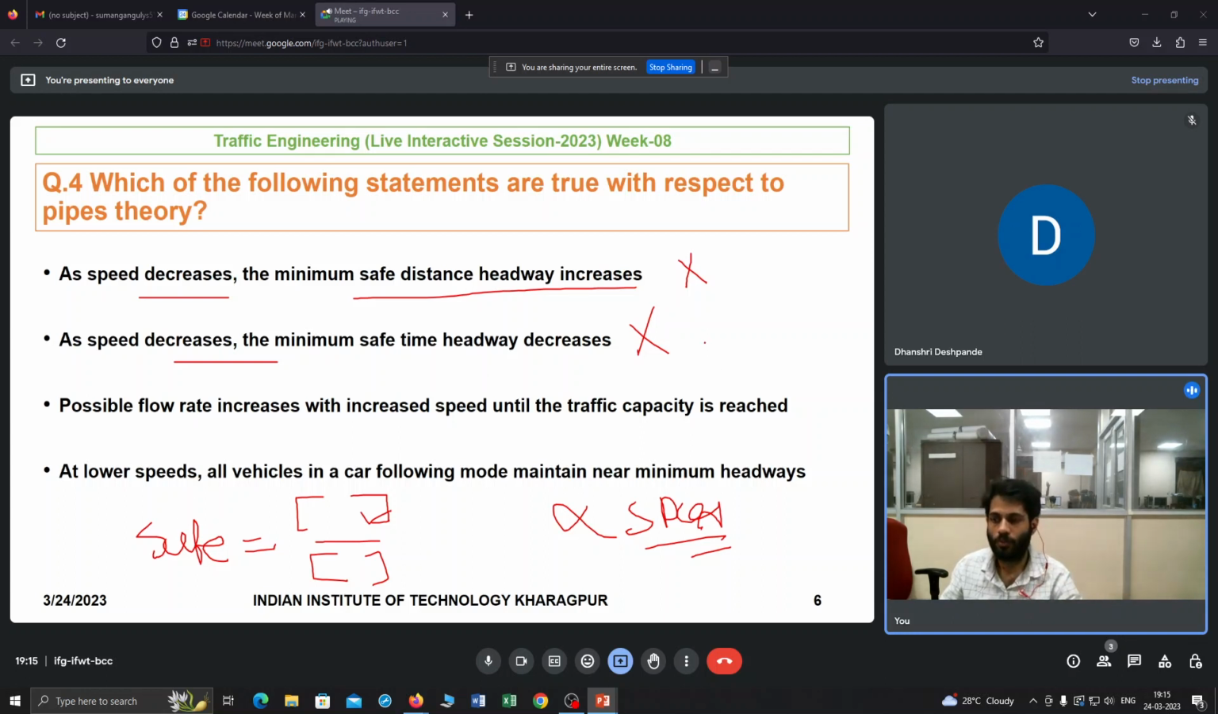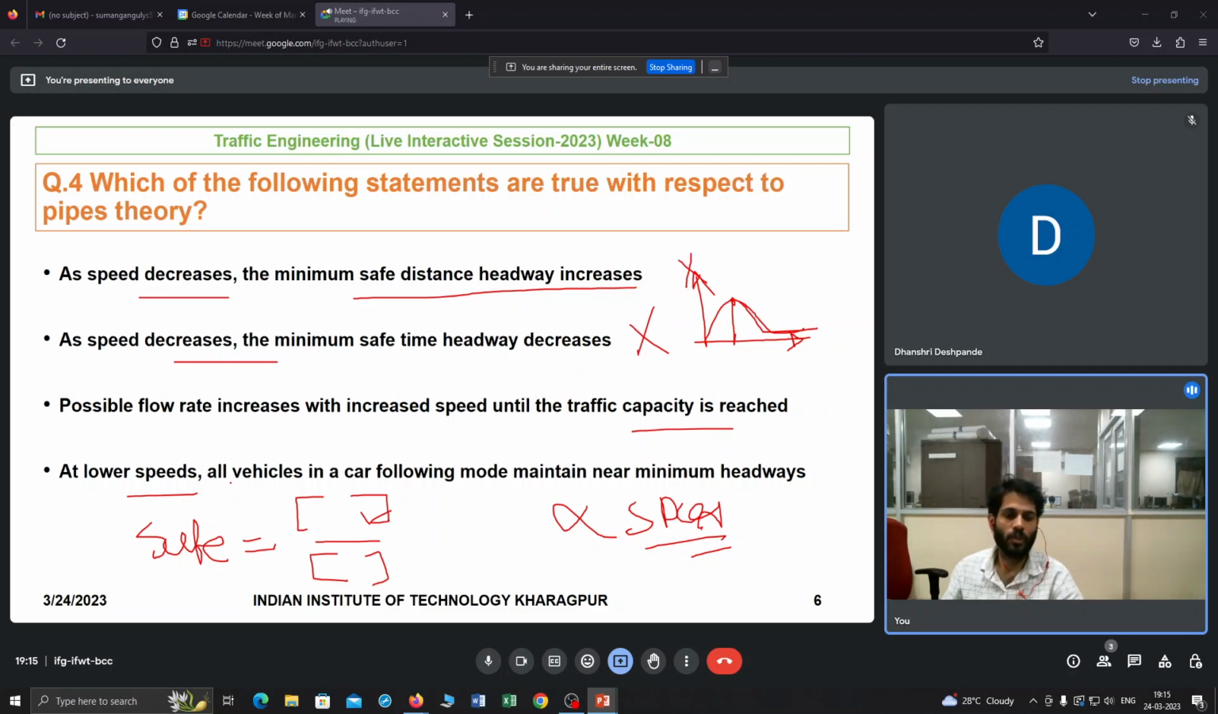If you imagine this kind of curve, this was the curve. Once you reach the capacity, it will decrease. It's a standard curve, and it is just saying the same thing as Pipes theory. So at lower speed, all vehicles in a car following model maintain near minimum headways. Whenever your speed is lower, all vehicles in a car following mode maintain near minimum headways.